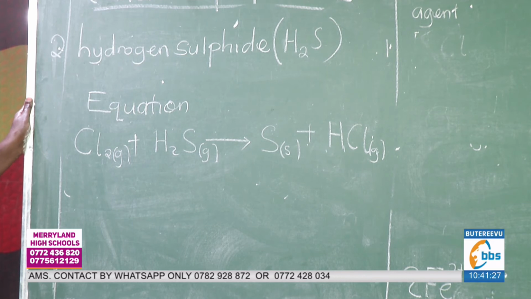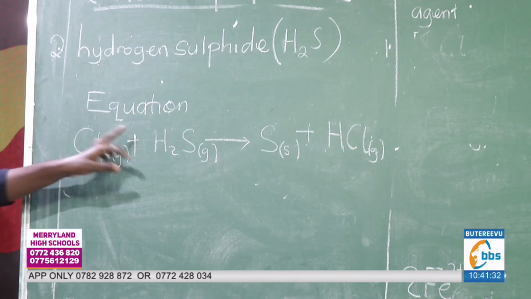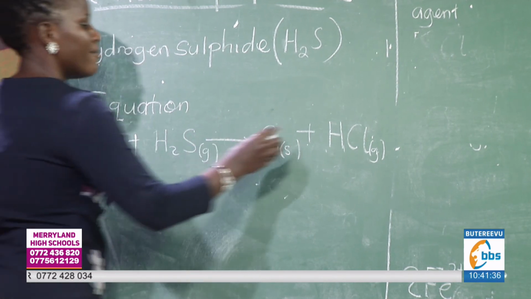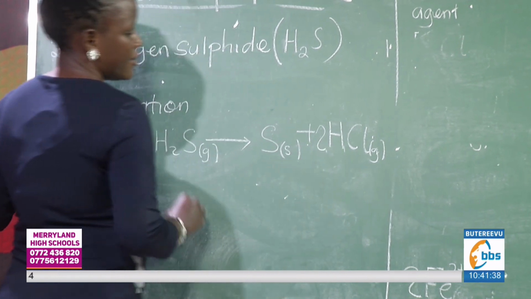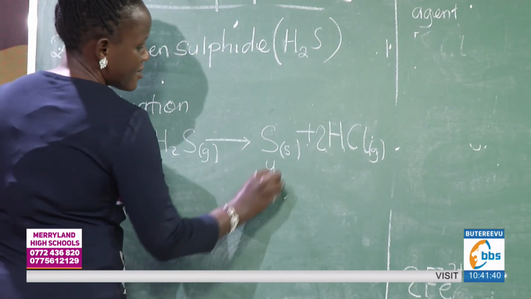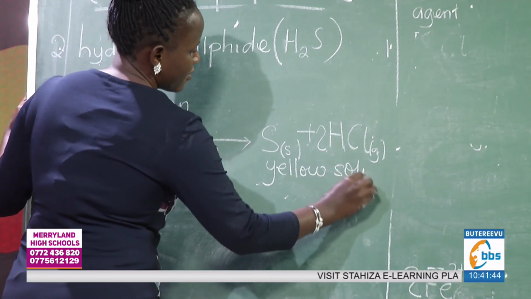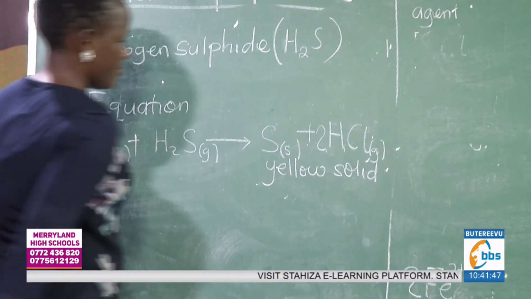How shall we balance the equation? I told you always and always balance your equations. We have 2 hydrogen atoms. We also have 2 chlorine atoms. Therefore, we simply multiply with a 2. And this is a non-metal, but yellow in color.